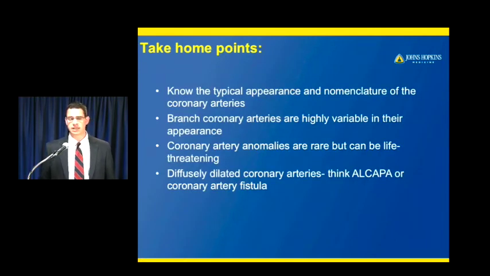Okay, so what are the take-home points for the coronary artery anatomy? First, it's important to know the typical appearance and nomenclature of the coronaries. Just to remind you, branch coronary arteries are highly variable in appearance. Anomalies are rare but can be life-threatening, so always be on the lookout. And if you see really big, diffusely dilated coronary arteries, think about ALCAPA, ARCAPA, or maybe coronary artery fistulas.